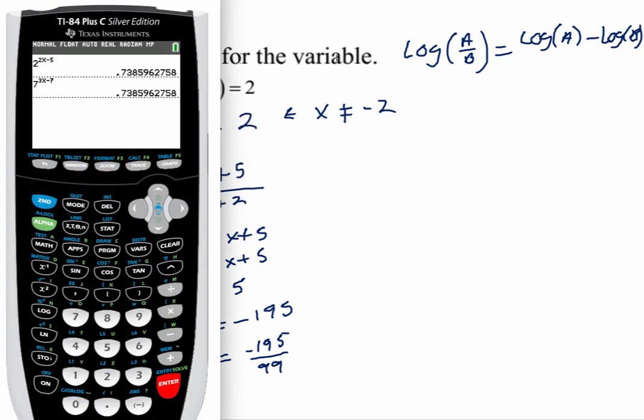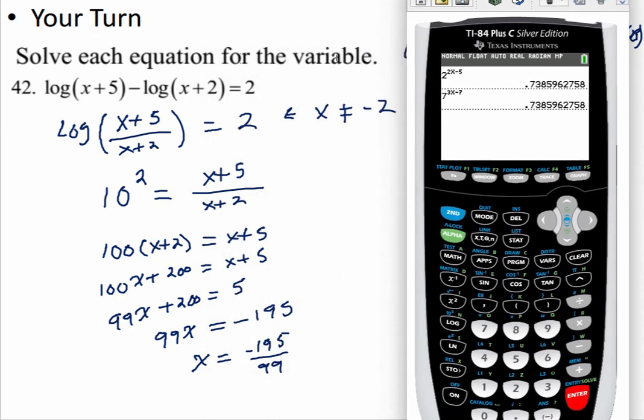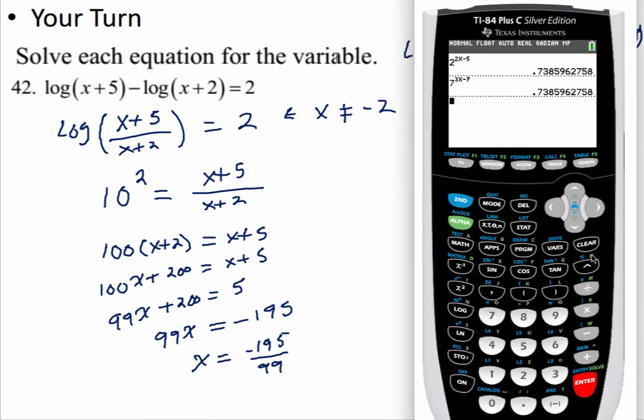It's really important that you check your answers when you're dealing with logarithms. So let's go ahead and clear that. And let's go ahead and take our answer here. So negative 195, and then we will divide that by 99. And we'll store that into x. Hit enter, okay. And so now we're going to come in and see if that actually works.